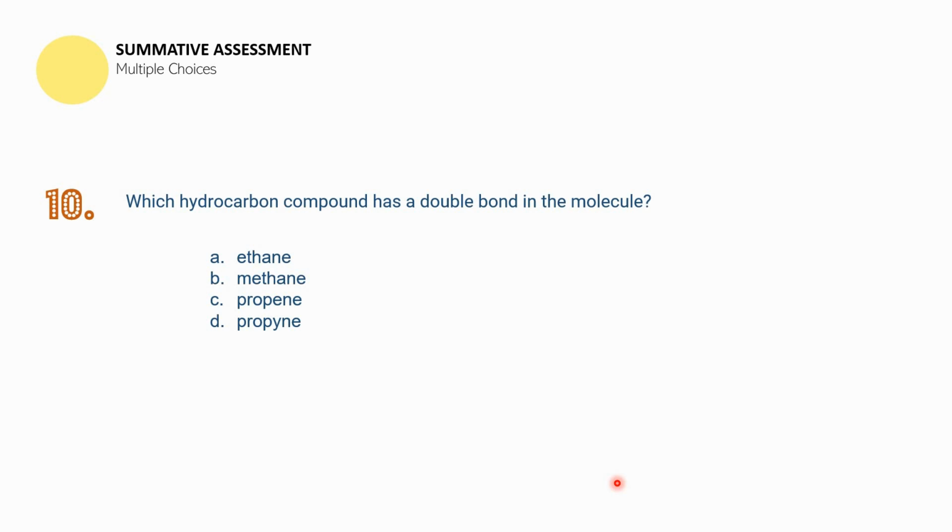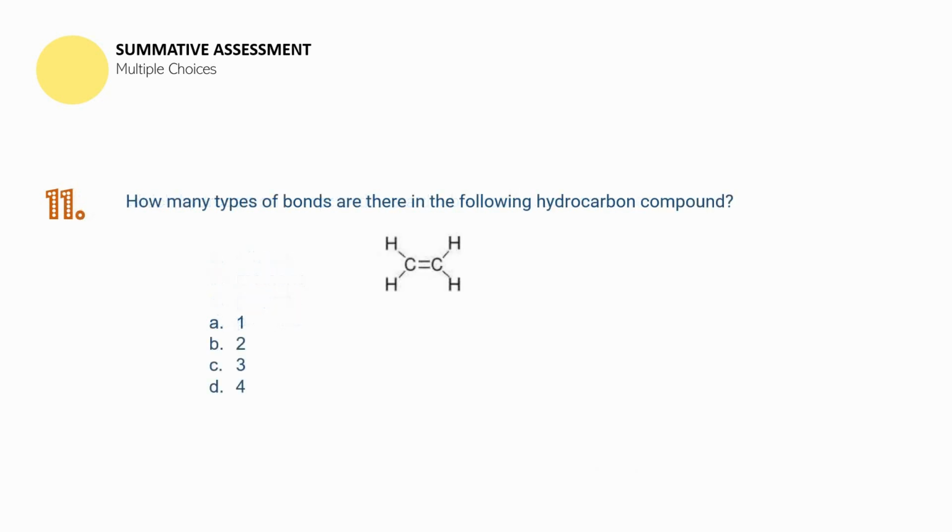If you have decided to continue, okay, let us proceed with... Okay, so it goes up to 20 pala. Question number 11. How many types of bonds are there in the following hydrocarbon compound? So it's referring to this hydrocarbon compound right here. Okay, so is it 1, 2, 3, or 4? Pause this video if you need more time.